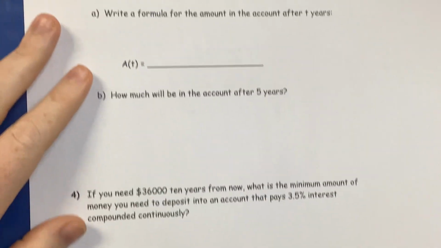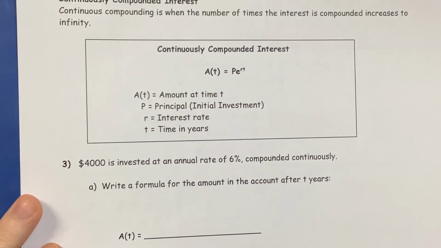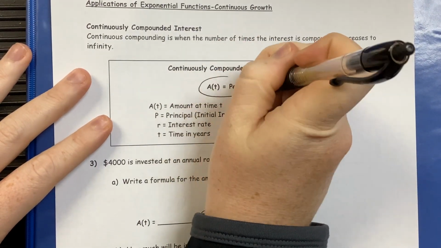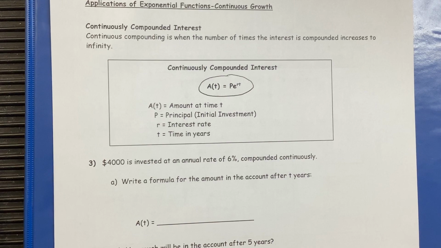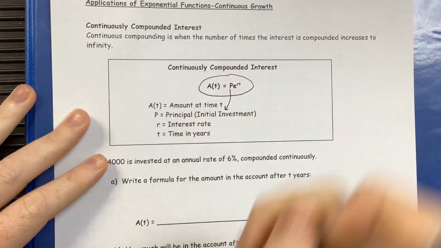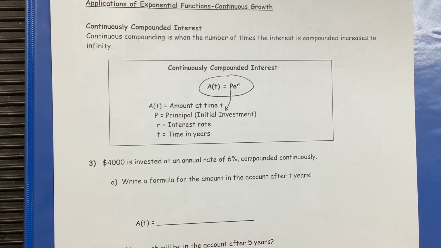All right, next thing that we're going to do is we're going to talk about applications, okay? This should be really, really easy. The only thing that's changing is you now have a new formula. All right? So P is your principal. That is your initial investment. So your starting value, like it's been.